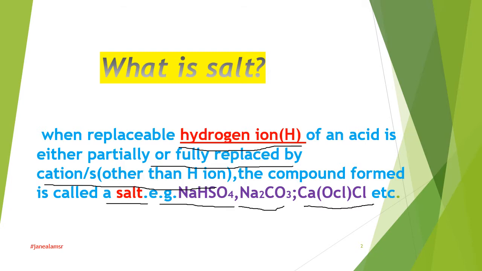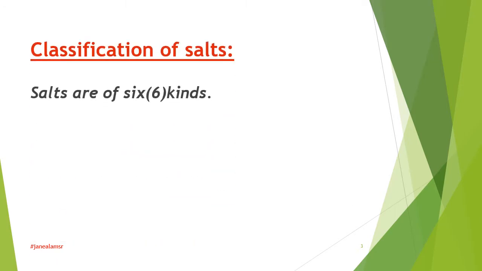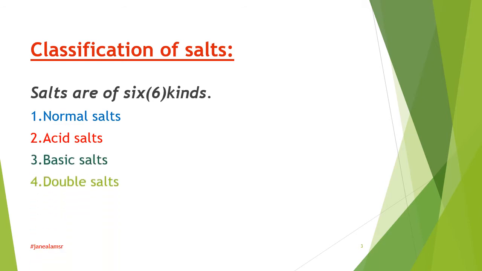So there are six types of salt. That means classification of salt. Salts are of six types. Number one, normal salt. Number two, acid salt. Number three, basic salt. Number four, double salt. Number five, complex salt. And number six, mixed salt.